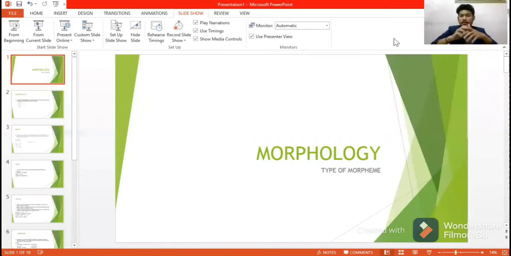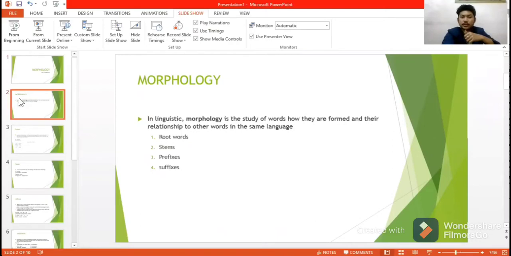Alright, before we enter the main topic, I would like to explain morphology. In linguistics, morphology is the study of words, how they are formed, and their relationship to other words in the same language. Morphology also looks at parts of speech, intonation, and stress, and the ways context can change a word's pronunciation and meaning. Morphology has four parts: root words, stems, and affixes, that is, prefixes and suffixes. Okay, I will explain them one by one.